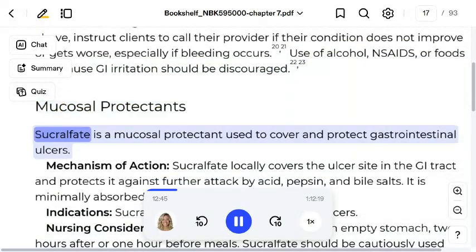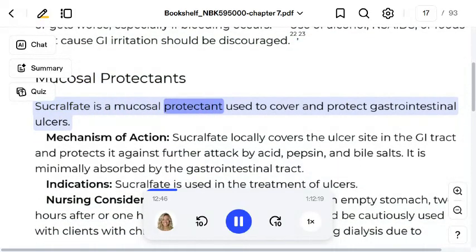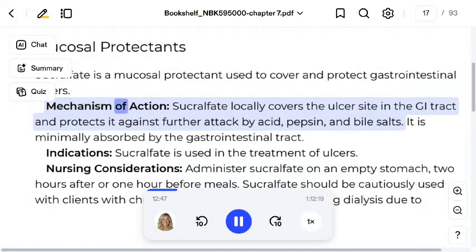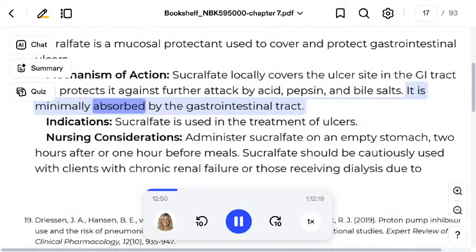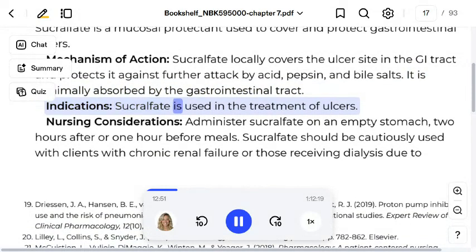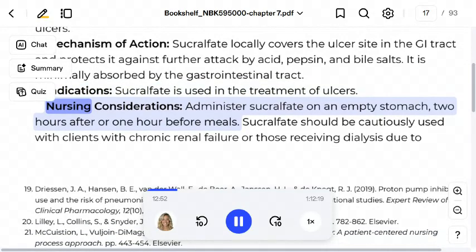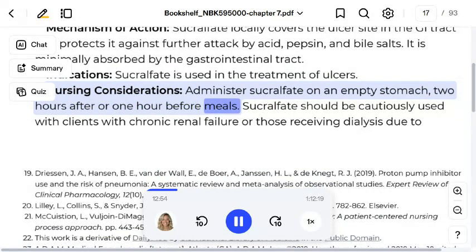Mucosal protectants. Sucralfate is a mucosal protectant used to cover and protect gastrointestinal ulcers. Mechanism of action: sucralfate locally covers the ulcer site in the GI tract and protects it against further attack by acid, pepsin, and bile salts. It is minimally absorbed by the gastrointestinal tract. Indications: sucralfate is used in the treatment of ulcers. Nursing considerations: administer sucralfate on an empty stomach 2 hours after or 1 hour before meals.